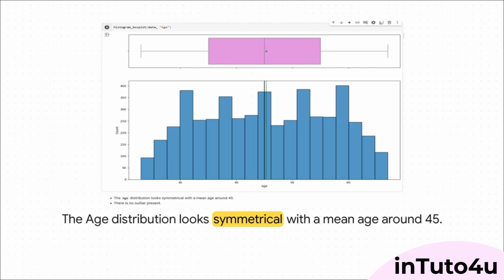All right, let's start with our first variable, age. A quick look at this histogram and box plot shows a pretty symmetrical, kind of bell-shaped curve. The average customer is about 45 years old, and you can see there aren't any extreme age outliers. It's a solid first clue for sure, but it's not exactly a smoking gun.